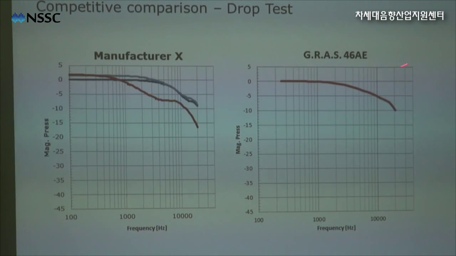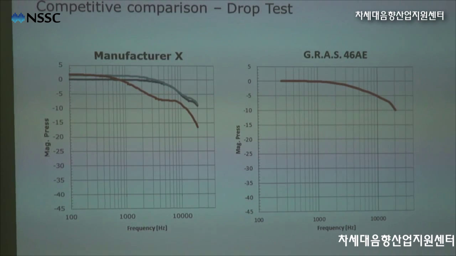If we look at the G.R.A.S microphone, it might seem that there is no effect, but actually the curves are just below the red one. So the changes are really, really small, down to 0.2 or 0.3 decibel maximum. If you see manufacturer X, the difference can be up to 6 or 7 decibels.